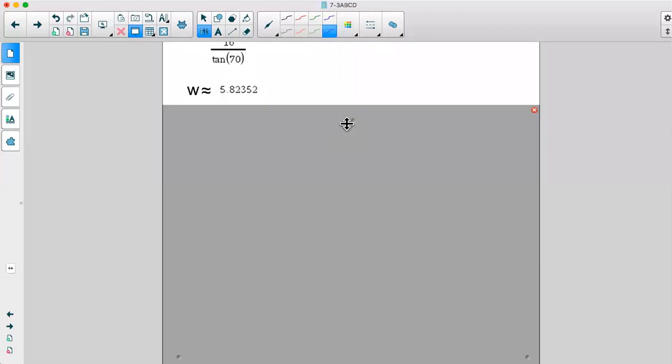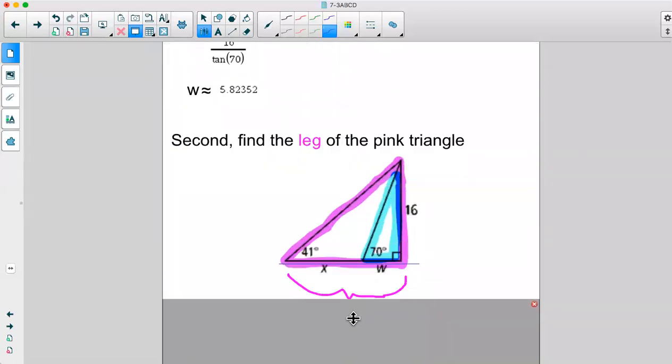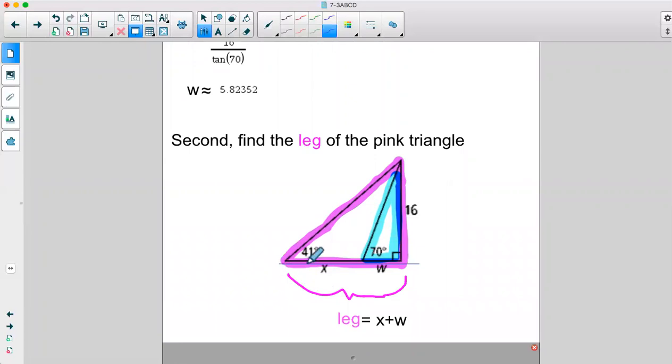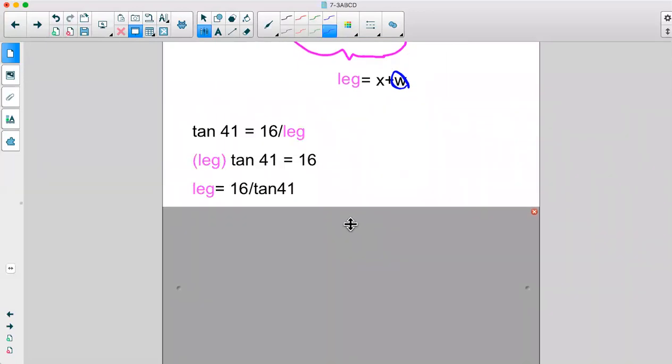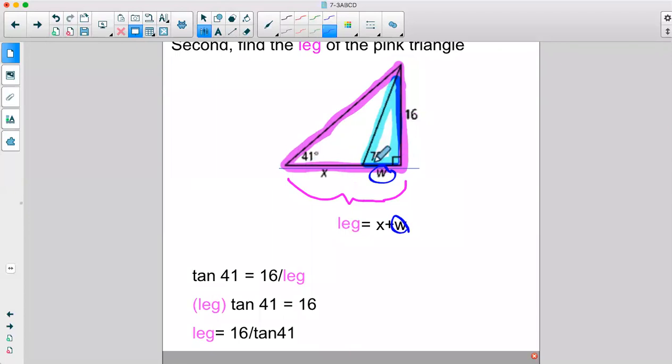Next, now that we have W, we can find the whole leg of the right triangle. Because remember, we can only do trig on the right triangle. We already found W. So if we could find this whole leg, we could subtract W and we would know X. So that's our strategy. So how can we find this whole leg? We see that we have an angle, the opposite leg, and we want to find this whole adjacent leg.